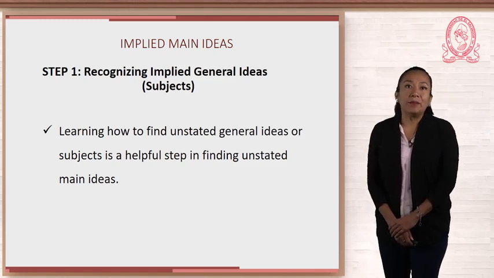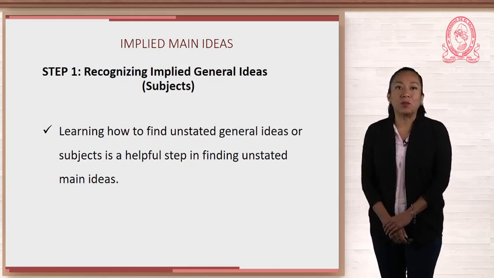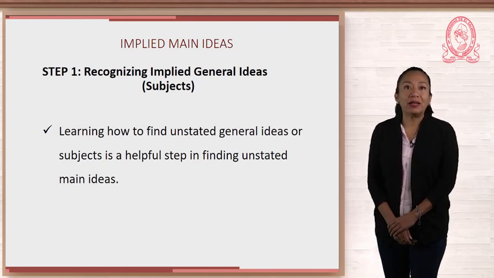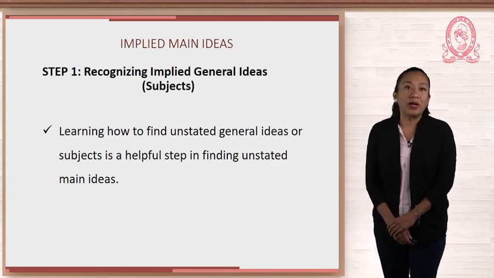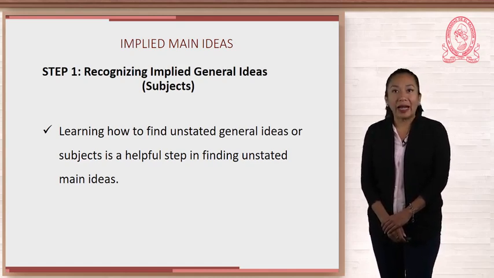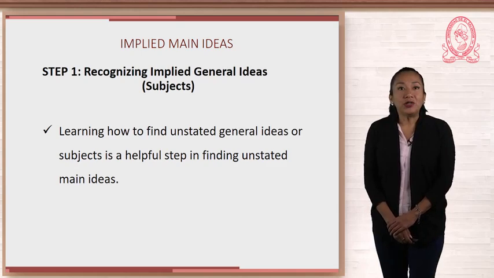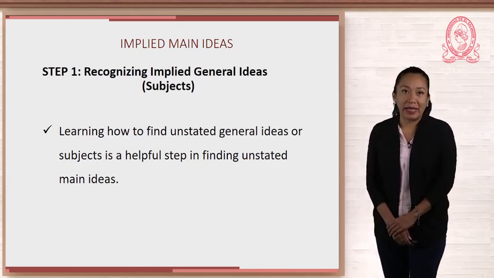Let's continue talking about implied main ideas. In his book, 10 Steps to Building College Reading Skills, Langan mentions that when paragraphs have no topic sentence, the author has decided to let the supporting details suggest the main idea. The unstated main idea is implied, and you must figure it out by deciding on the point of the supporting details. In order to do that, Langan suggests 5 steps for finding implied main ideas.